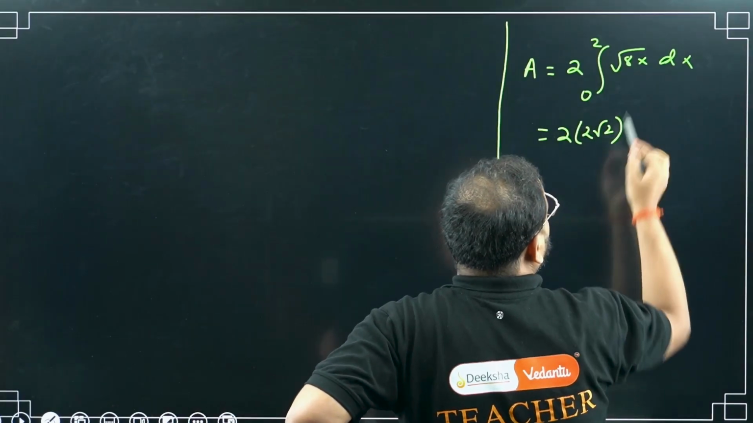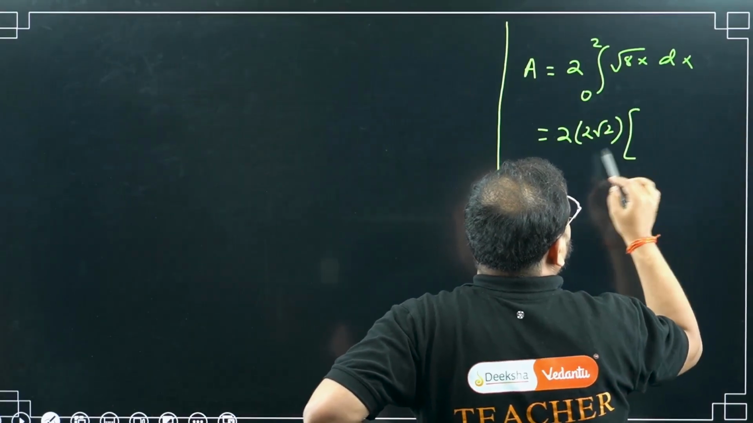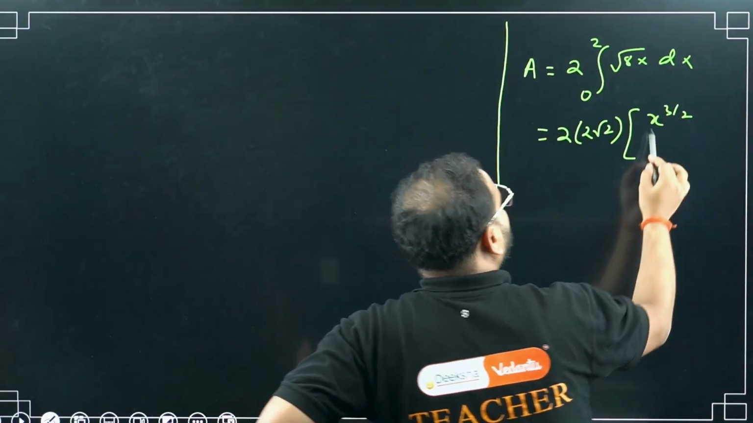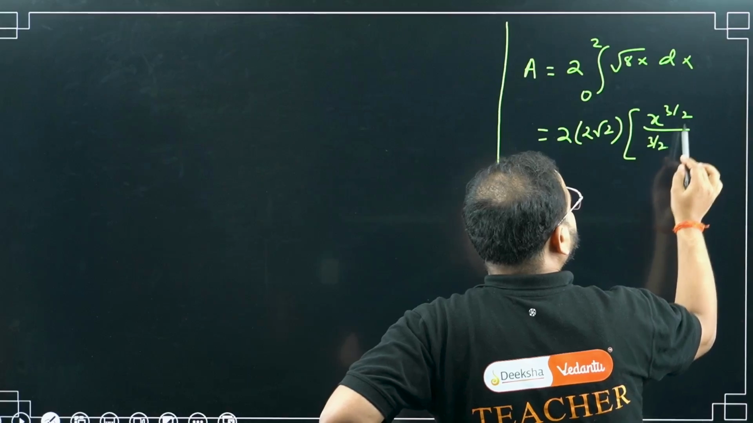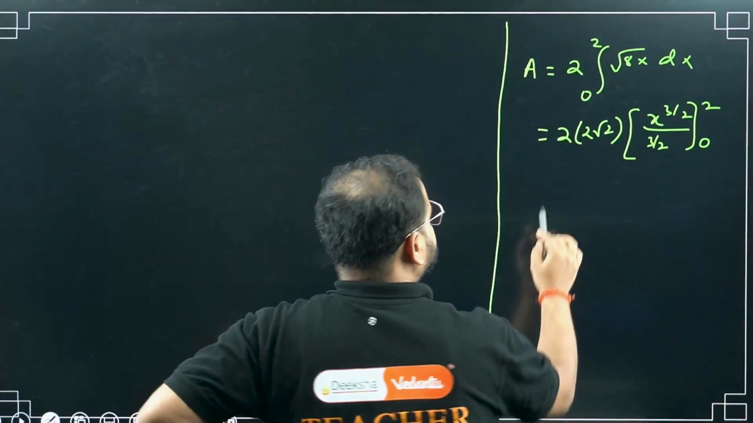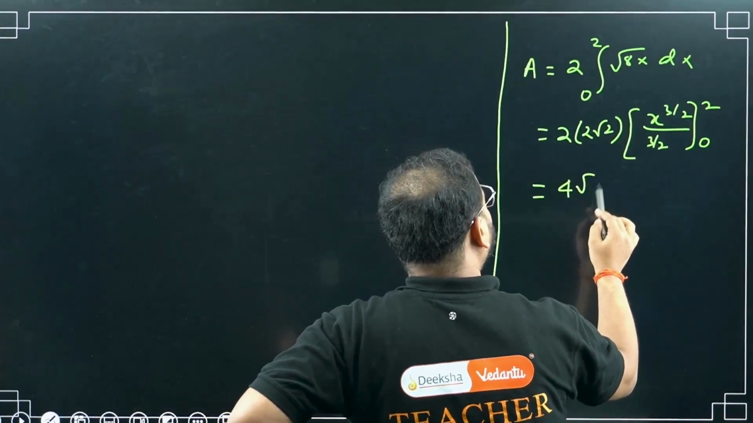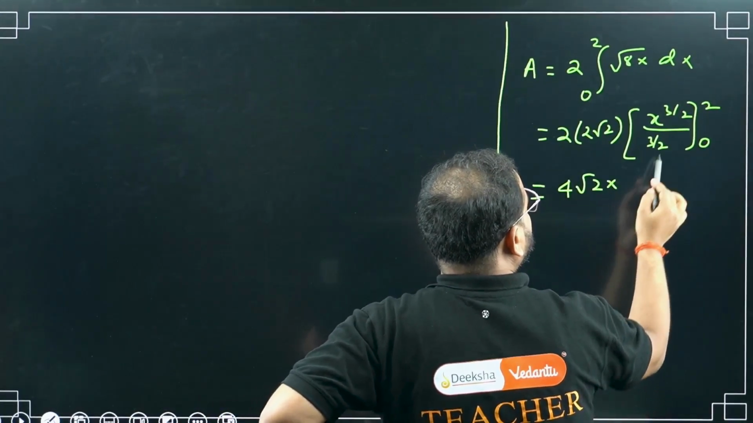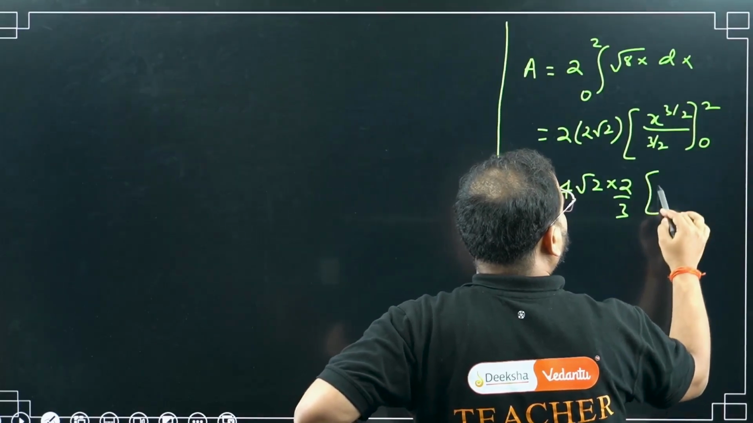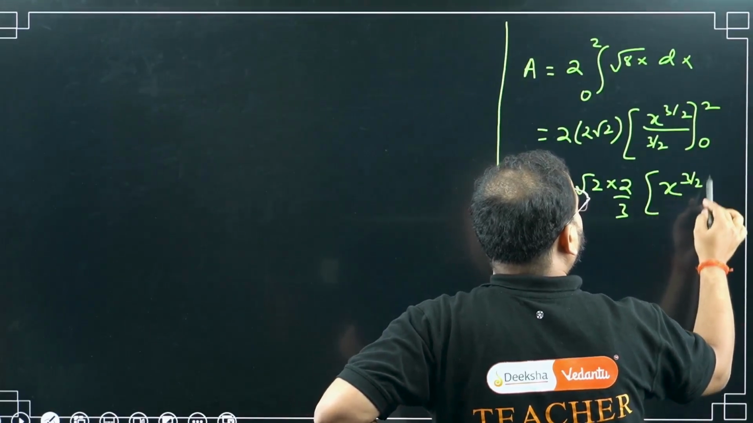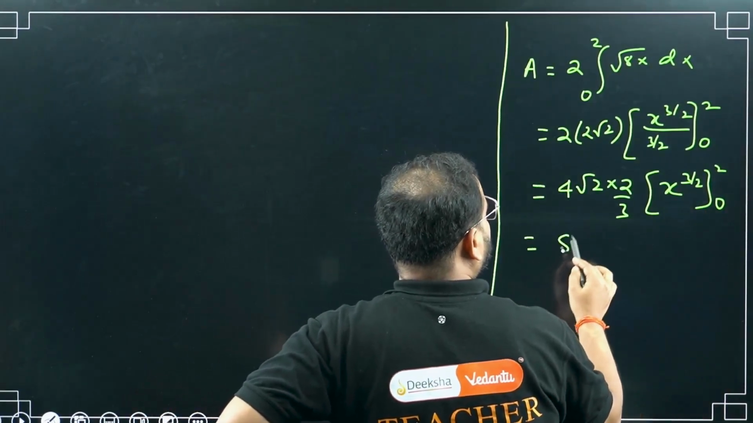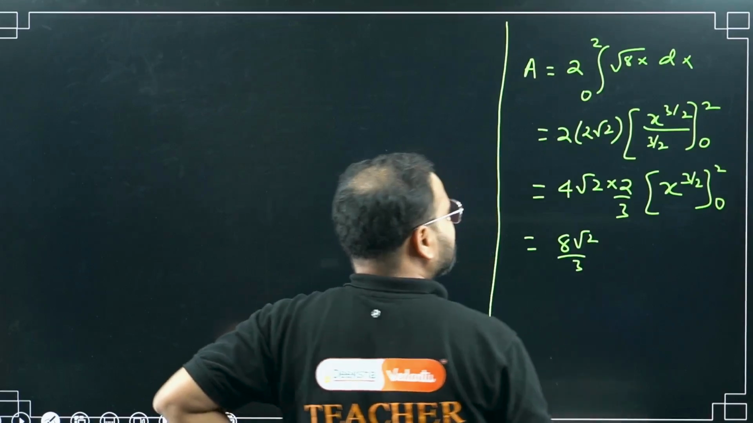Okay, integration of root x. How much is that? Integration of root x is x power 3 by 2 divided by 3 by 2, from 0 to 2. So 4 root 2. Now multiply this with the 2 constant outside, and this 3 will come below. Now we'll put the limits. So what we're getting is 8 root 2 by 3 outside as constant.